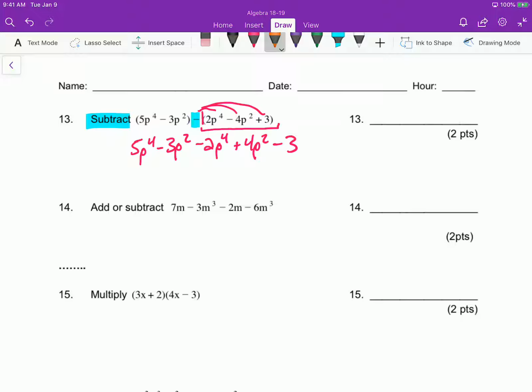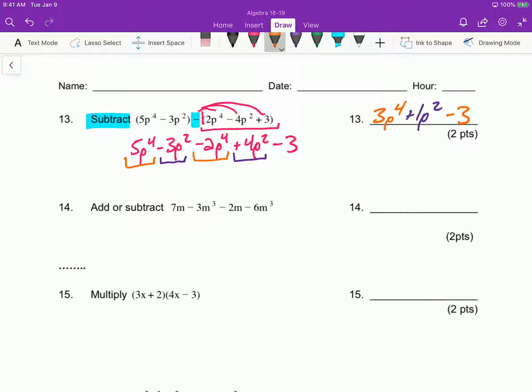Then over here, I didn't do anything, but the beauty of distributing that negative 1 is now nothing has parentheses. So now I can just combine like terms. 5p to the fourth minus 2p to the fourth would be 3p to the fourth. And then negative 3p squared plus 4p squared would be just plus 1p squared. Wouldn't have to write the 1. And then last but not least, you just have the negative 3, or just the minus 3, so it just stays like it is. Okay.